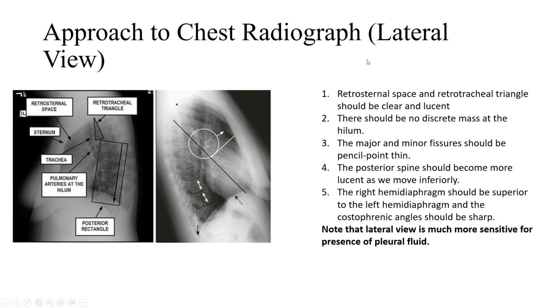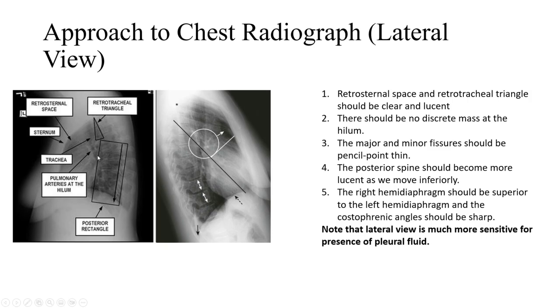Here's how I approach the lateral view. There are 5 things that I look for. First, I look at the retrosternal space, which is the space behind the sternum, as well as the retrotracheal triangle, which is this triangle behind the trachea. Both of these spaces should be clear and lucent.